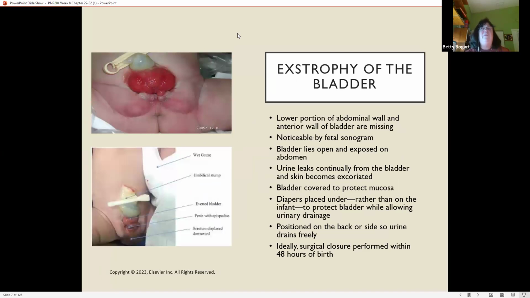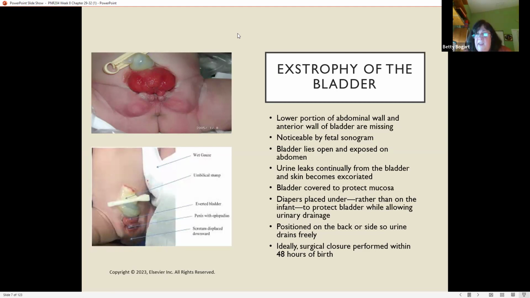Now, exstrophy of the bladder. Sometimes the body doesn't close up, and then sometimes the insides are left out. The bladder is connected to the urethra and the ureters, and the kidneys are there. It's all okay, but the bladder is up on the outside. It's what we call a midline non-closure of it.